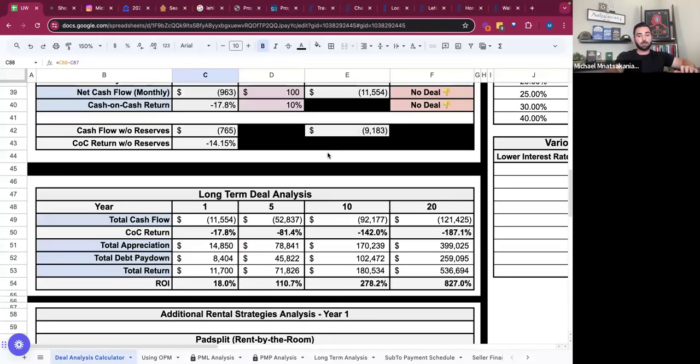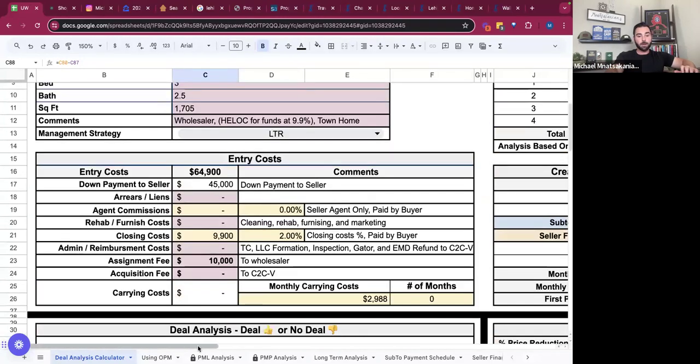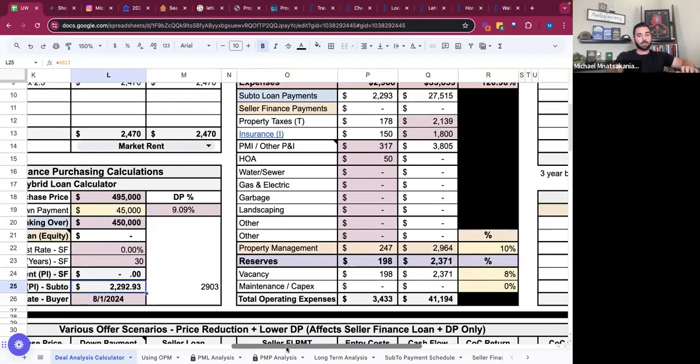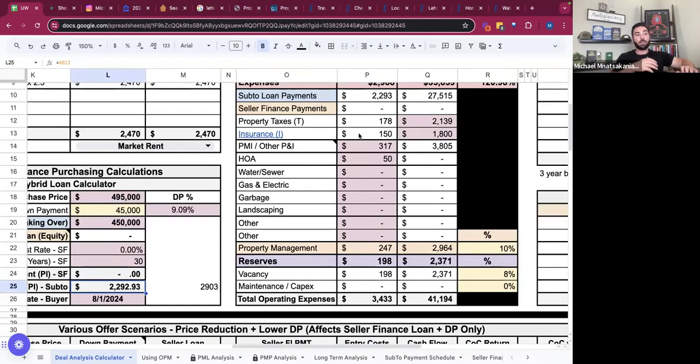And with a straight subject-to deal, you can't do anything. Your monthly payment on this loan, your tax and insurance, your PMI, all of that is what it is. You can't reduce that any further. It's not like a seller finance deal where you can try to reduce the interest rate or defer payments. You have to make these payments. You have to take over this loan balance. You have to do all these things. This is just a property that's for sale, not a great investment.